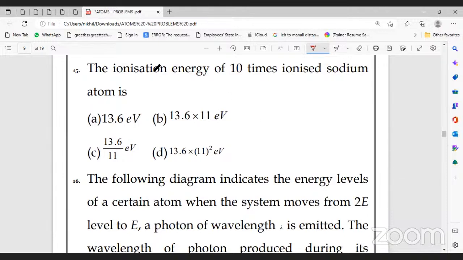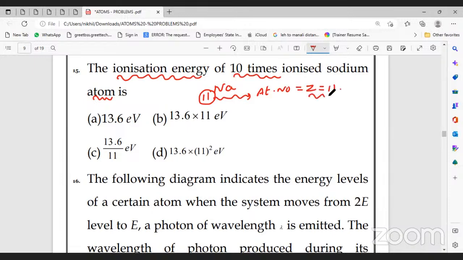Come to this. Ionization energy of 10 times ionized sodium atom. You know that sodium is represented with 11. What is the atomic number of sodium? Atomic number is Z, that is 11.